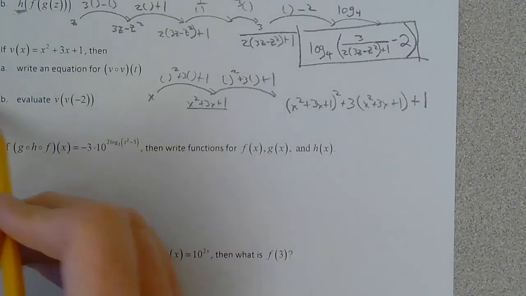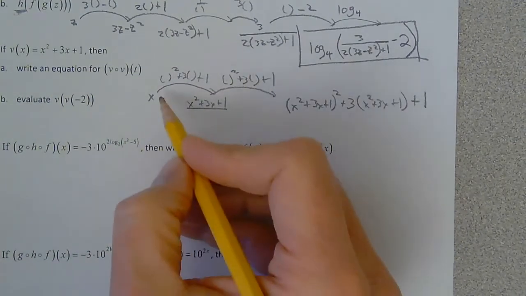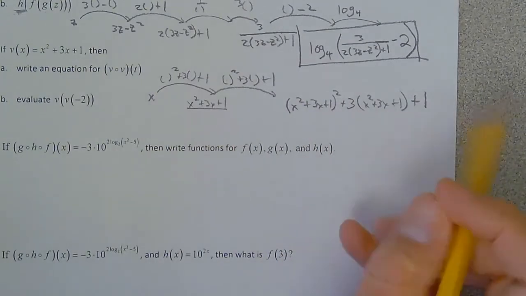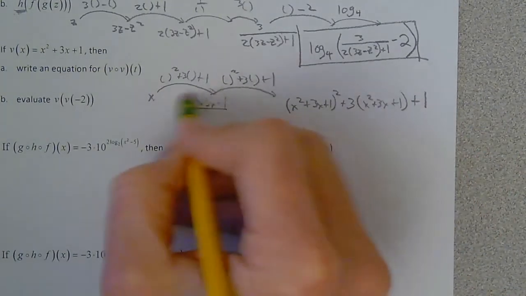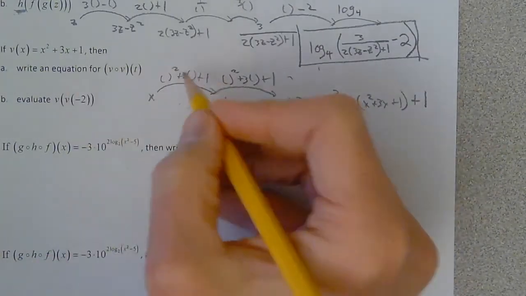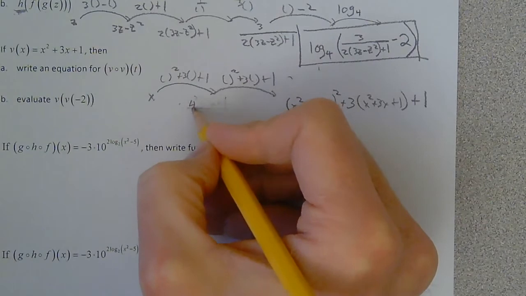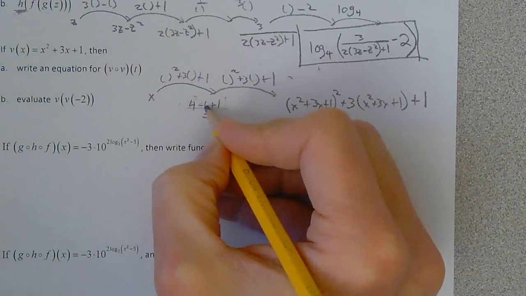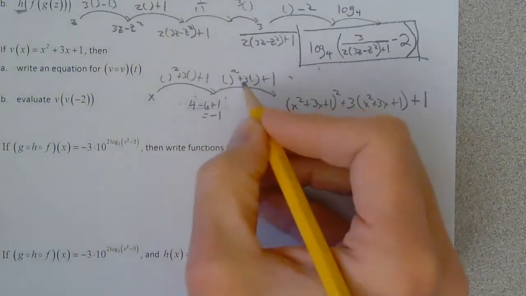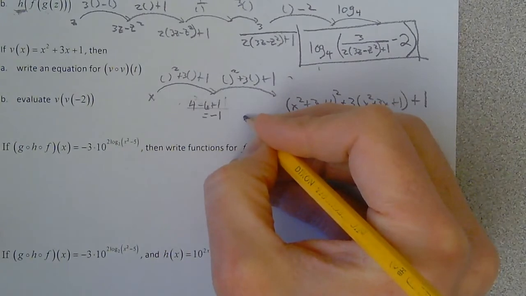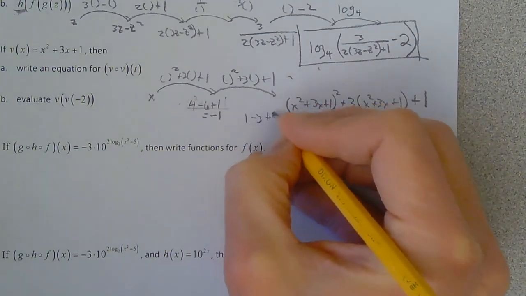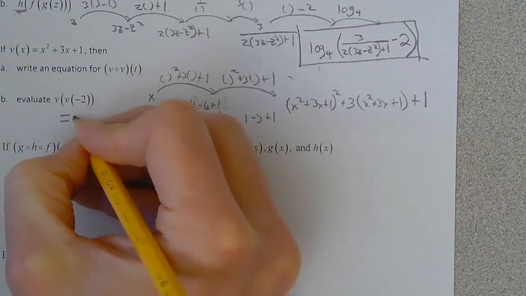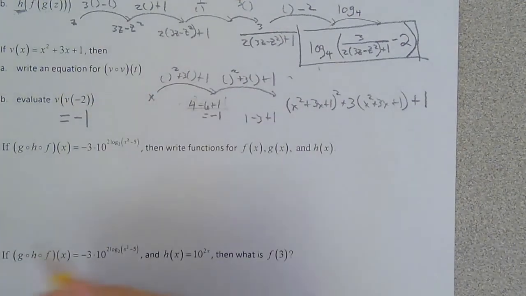And evaluating v of negative 2 means I'm putting negative 2 in the beginning of this, or I could plug negative 2 in for all of these x's. If I put a negative 2 in here, I'm going to get 4 minus 6 plus 1. 4 minus 6 is negative 2, plus 1 is negative 1. If I put a negative 1 in for all of those, negative 1 squared is 1, minus 3, plus 1, 2 minus 3 is negative 1. So this works out to be a negative 1.